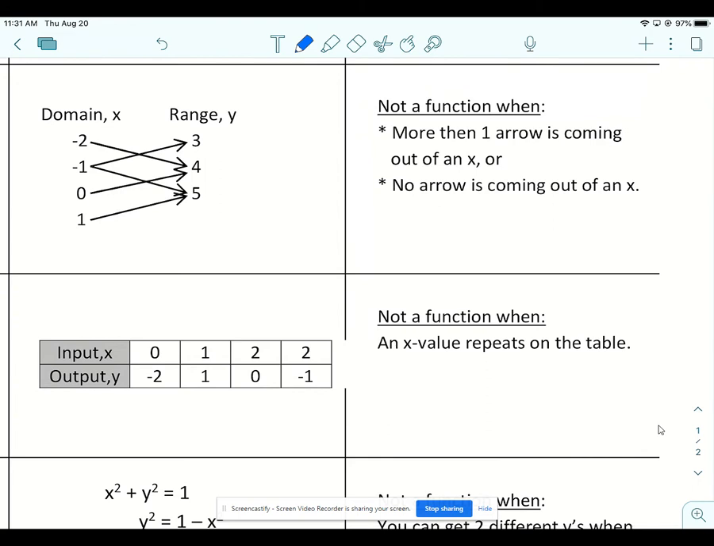This mapping is not a function. In this case, we have 2 arrows coming out of -1, so this is not a mapping of a function. Another thing that could happen is you could have the domain listed and no arrow coming out of one of your x's. That would also make it not a function.